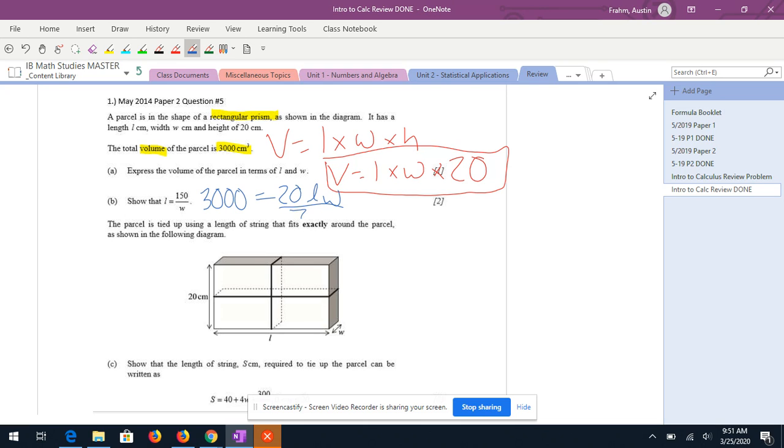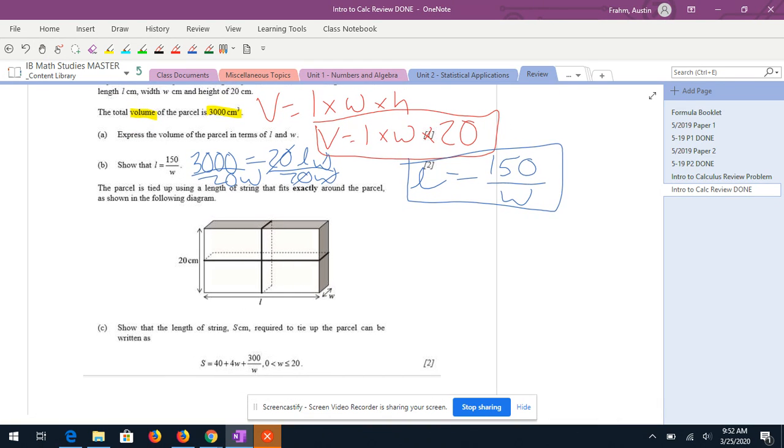How we do that is divide both sides by 20W. So on the right hand side, that will cancel out the 20 and the W's, and we're left with L. And if we divide 3,000 by 20, we get 150, and the W stays on bottom. So we get L equals 150 divided by W.